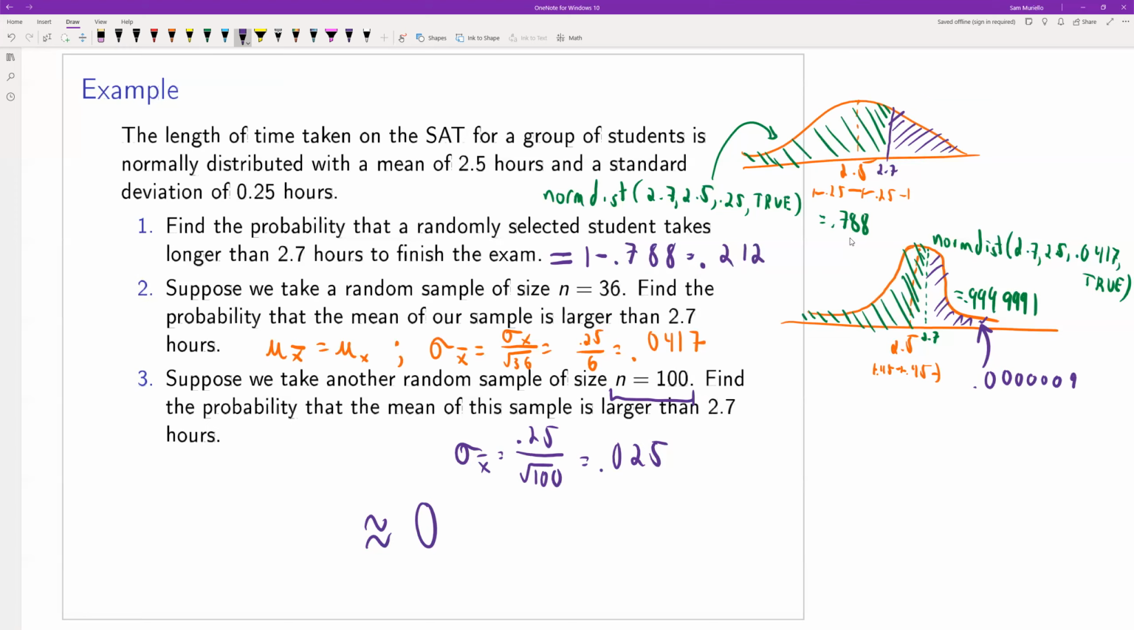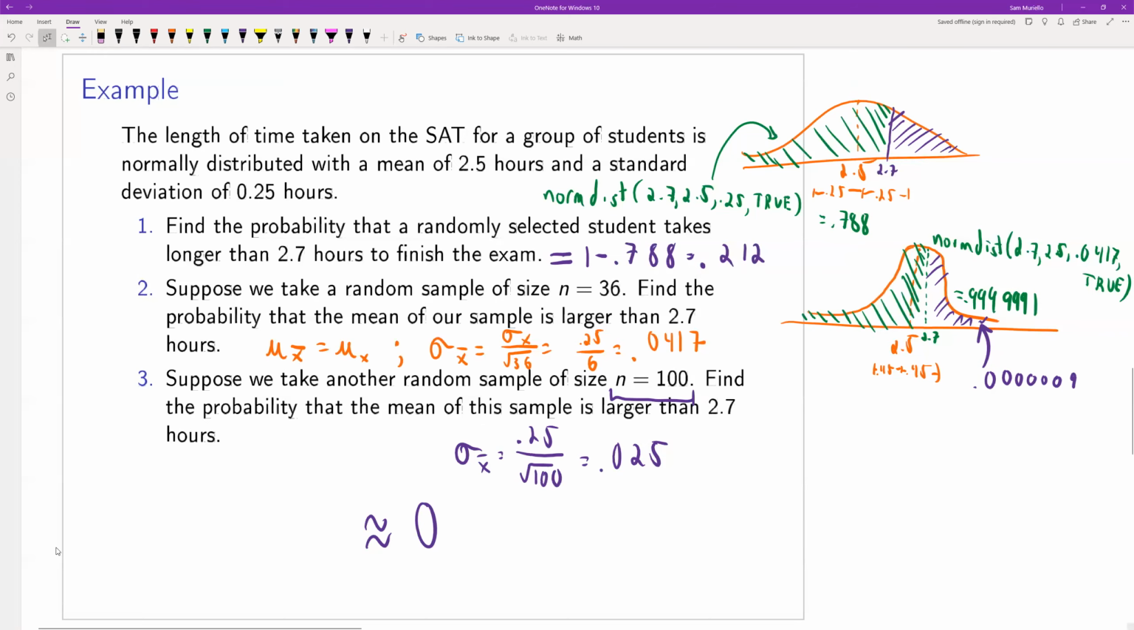That's what we're trying to look at when we're doing these tests. If I found my sample and it gave me a certain mean, do I think this sample is following the same rules that I was given? And if not, why do I think that might be?